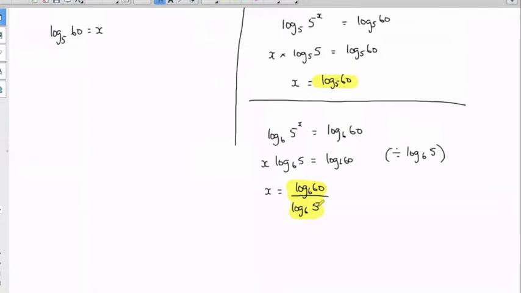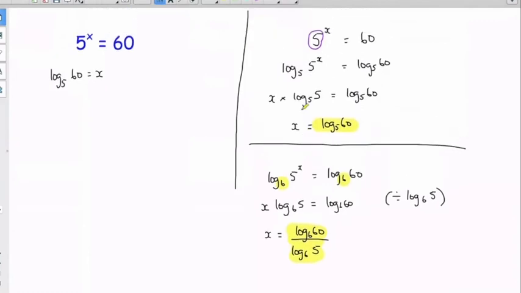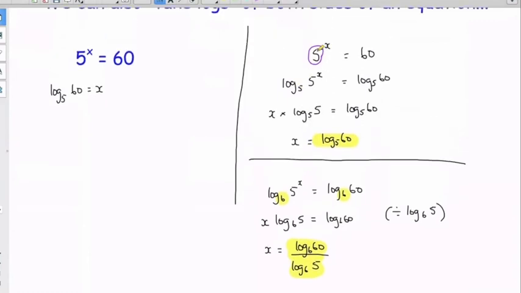And that's one of the really useful things about logs, is that you are in control of the base, and no matter what base you choose, you're still going to be able to get to the answer. But if you choose bases sneakily, if you look ahead and think about what base will be useful, then you can sometimes save some time.